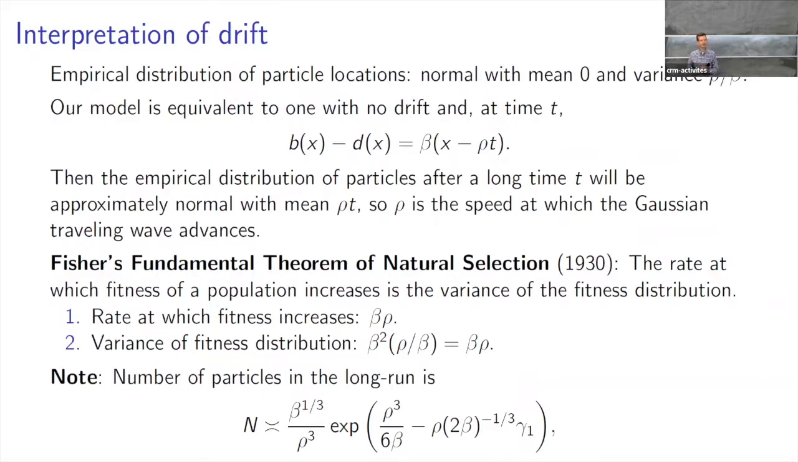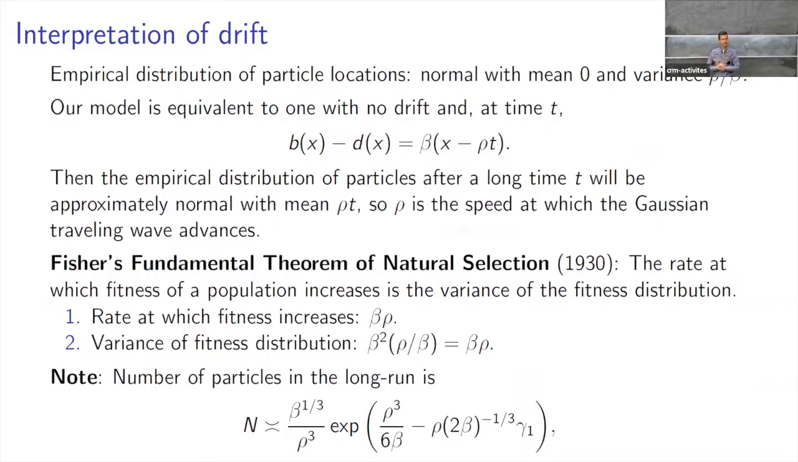Mathematically, it was convenient to subtract off the drift so that the birth rates and the death rates would depend only on the position of the particle and not on time. But nevertheless, this other model is basically equivalent. And so we can interpret that drift ρ as being the speed of the Gaussian traveling wave.